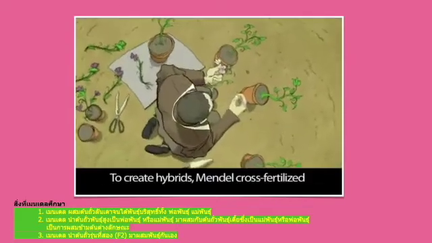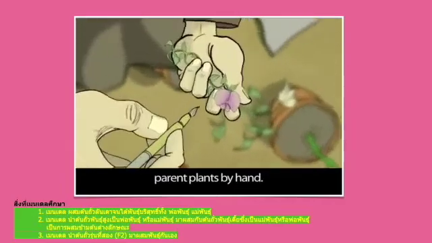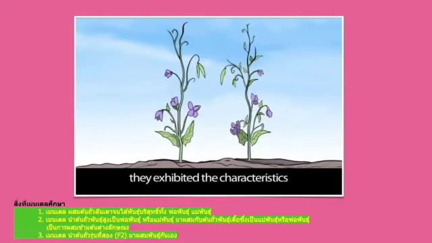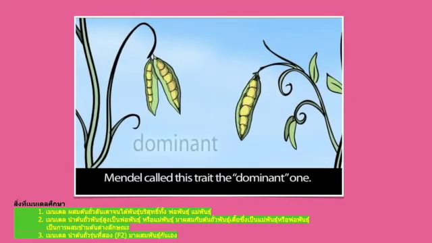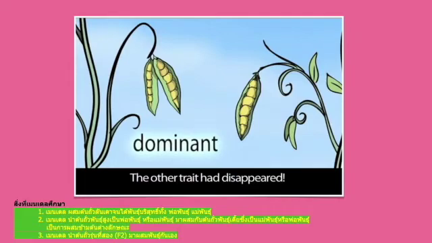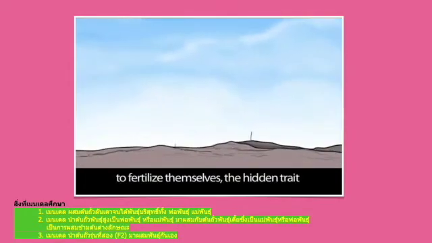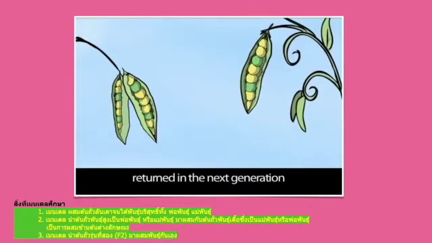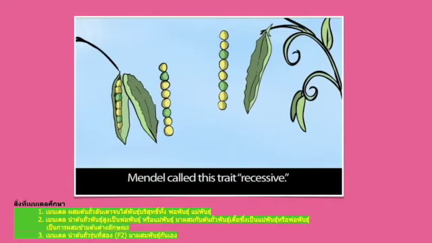To create hybrids, Mendel cross-fertilized parent plants by hand. When his first crop of hybrids grew, they exhibited the characteristics of only one parent. Mendel called this trait the dominant one. The other trait had disappeared, but not forever. When Mendel left these plants to fertilize themselves, the hidden trait returned in the next generation, outnumbered 3 to 1 by the dominant trait. Mendel called this trait recessive.